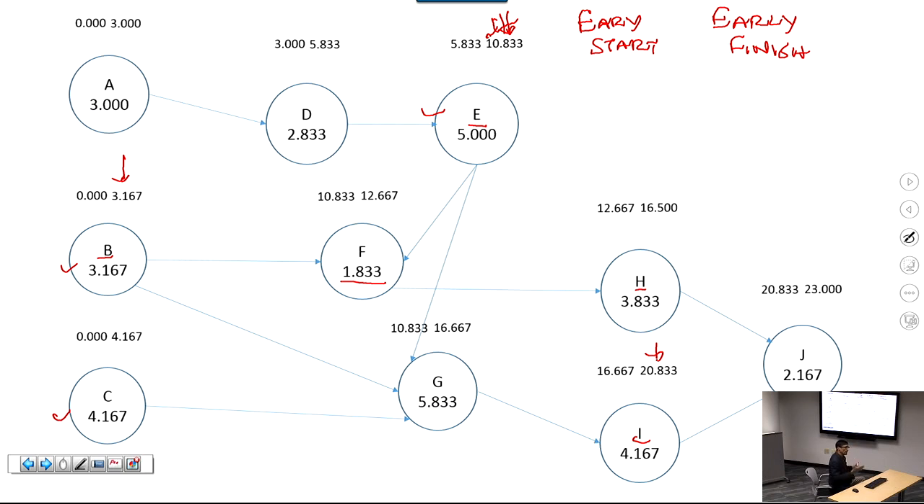So now let's go backwards. Going backwards, you want to find late finish, right? So now you are going to find late finish and you are going to find late start.